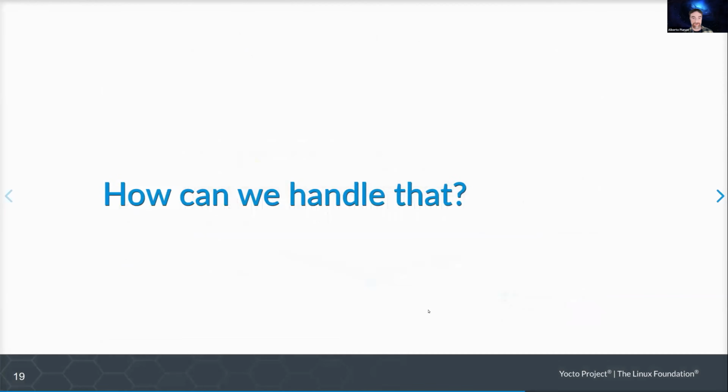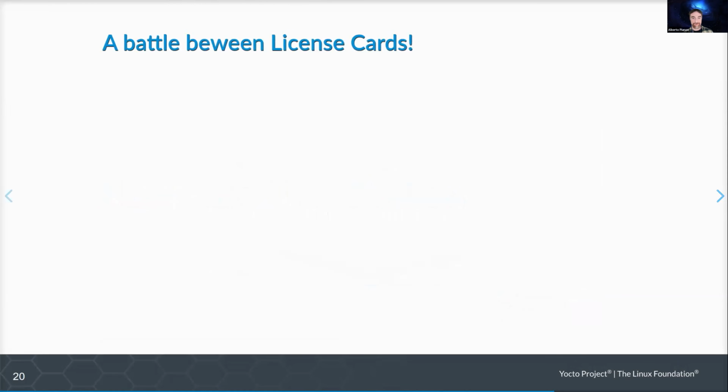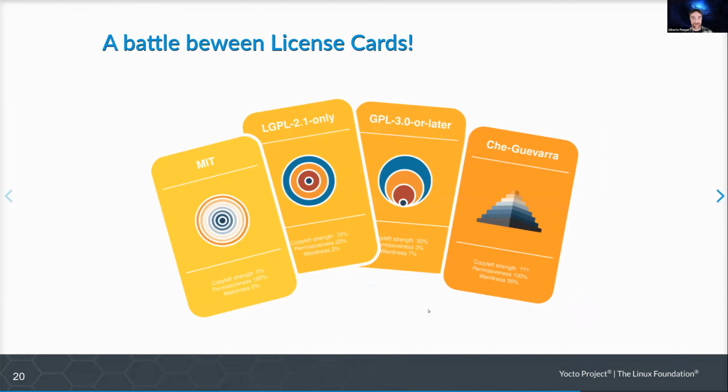So what do we think for solving this problem? We thought about some role-playing games where you have multiple cards fighting against each other, and each card has some characteristics, and you need to decide who wins. You can have many strange licenses out there.